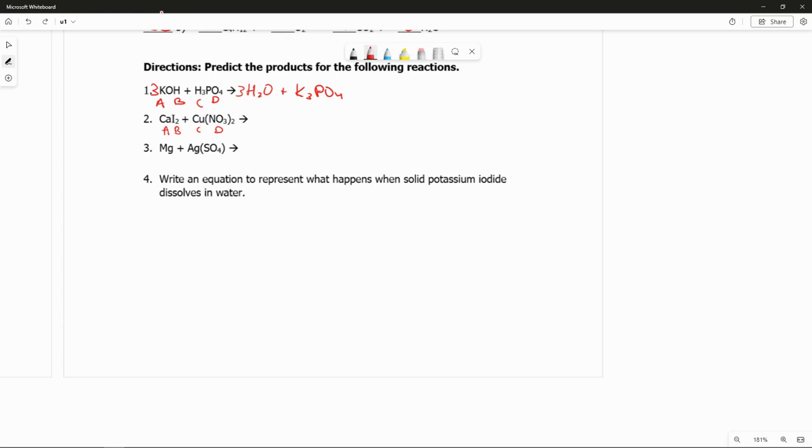So writing this, it would be Ca(NO3)2, because there need to be two NO3s, because NO3 has a 1 minus charge. Calcium has a 2 plus charge. So we need 2 of these to cancel this out to a neutral.